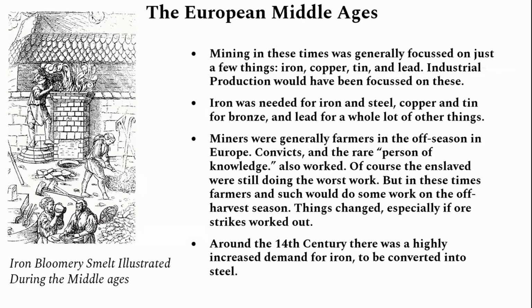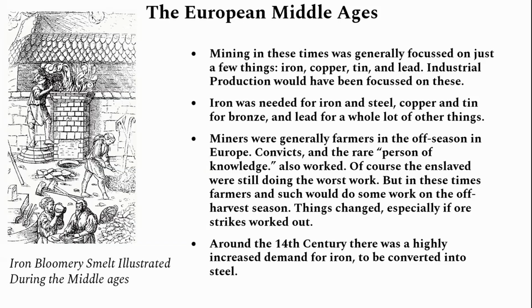But anyway, European Middle Ages. So mining in these times was generally focused on just a few things: iron, copper, tin, and lead. Industrial production would have been focused on these. Iron was needed for iron and steel, copper and tin for bronze, and lead for a whole lot of other things. Miners were generally farmers in the off season in Europe. Convicts and the rare person of knowledge also worked.